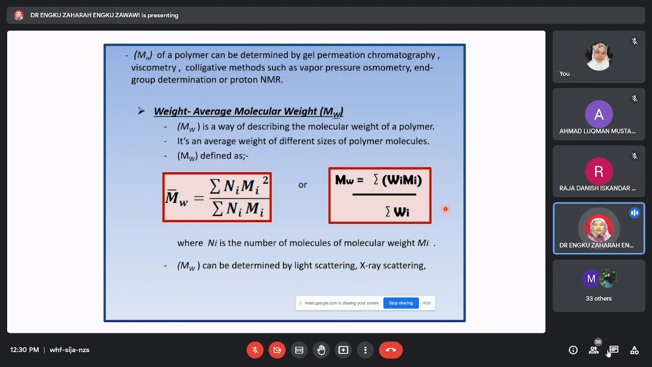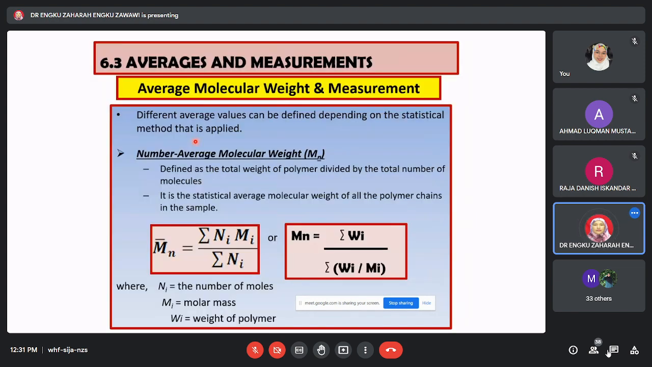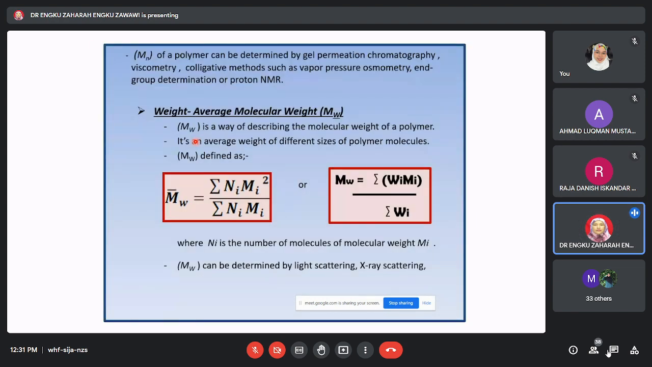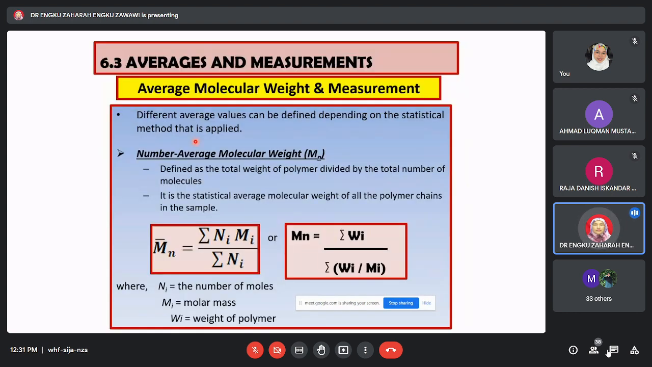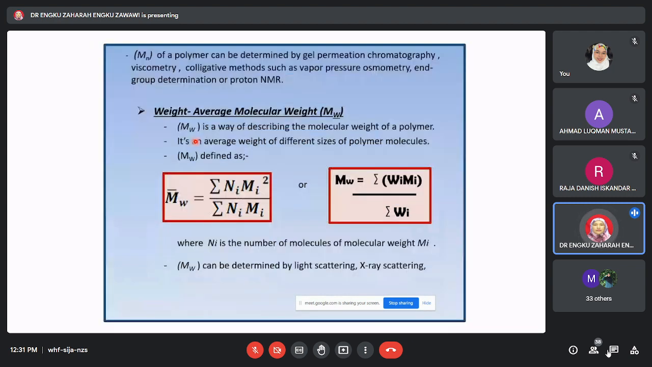Okay, so Mn of a polymer can be determined, kita boleh measure dia by using gel permeation chromatography, ataupun kita boleh guna viscometry atau qualitative method such as vapor pressure oscillometry and end group determination or proton NMR. So besides that, we also have the average molecular weight, MW. Okay, average molecular weight. So kita ada number average molecular weight dan kita ada weight average molecular weight.